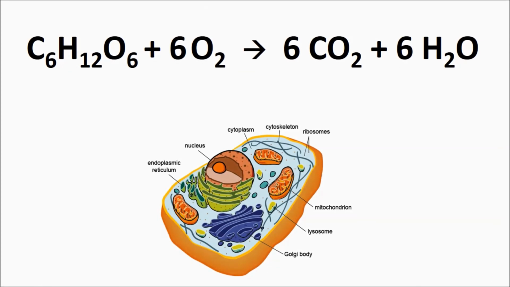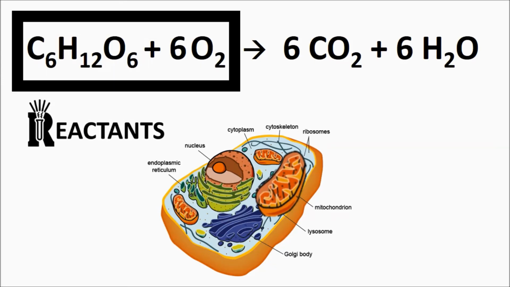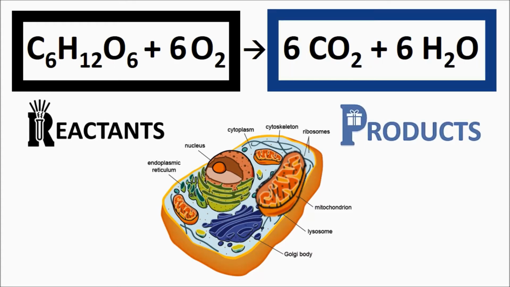Here's another burning reaction. This one happens in the mitochondria of your own cells. Your cells burn sugar using oxygen. And what do they produce? Carbon dioxide and water. It's a pretty cool coincidence that all these reactions we've seen so far produce water.